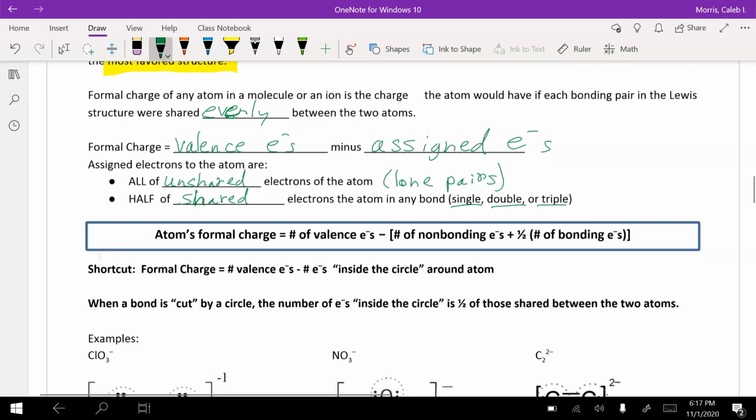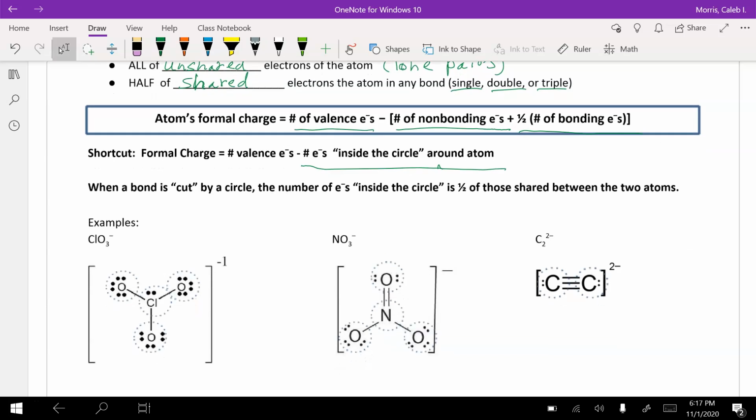So we've got a little equation here. The atom's formal charge is equal to the number of valence electrons minus both the number of non-bonding electrons and half of the bonding electrons. Here's a little shortcut that you might use. The formal charge is equal to the number of valence electrons minus the number of electrons inside the circle around the atom. And what I mean is we're going to draw some circles down here. And when a bond is cut by the circle, the number of electrons inside the circle is like half of those shared between the two atoms.